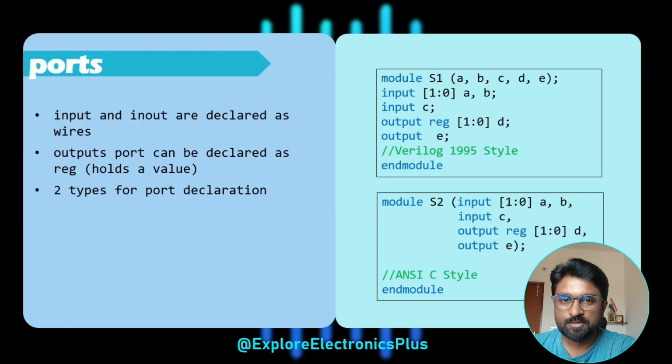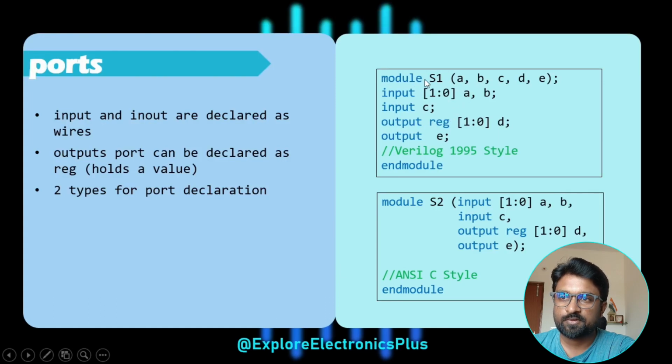Similarly, if you are designing a combinational circuit, using an assign statement and writing using a data flow model, then we are not supposed to declare it as a register. All these concepts we will see in the next video. Here, let us just understand that inputs and outputs are declared as wires, but output can be a register. And there are two types of declarations you can see here. The first one is the Verilog 1995 style, which is the conventional style we write.